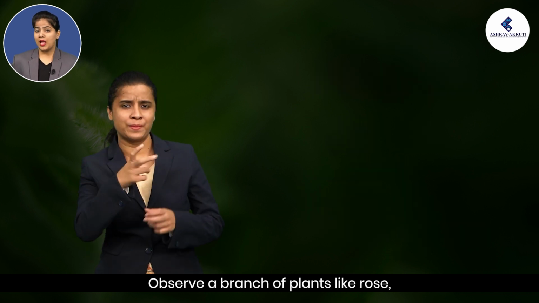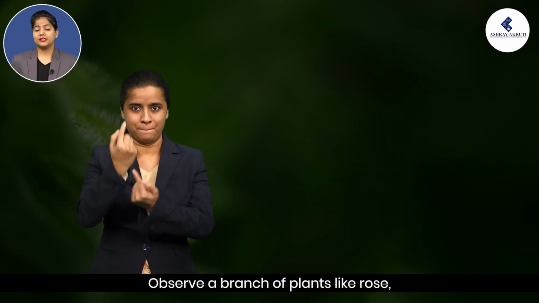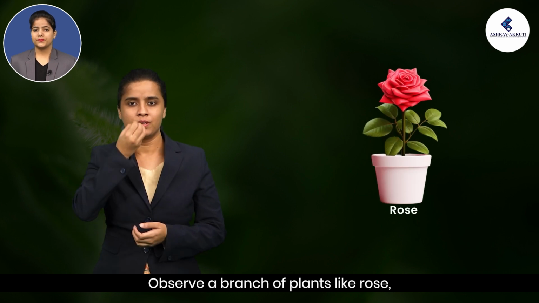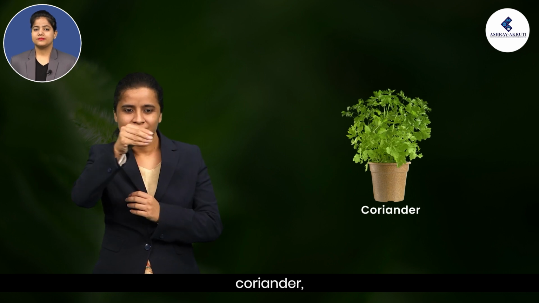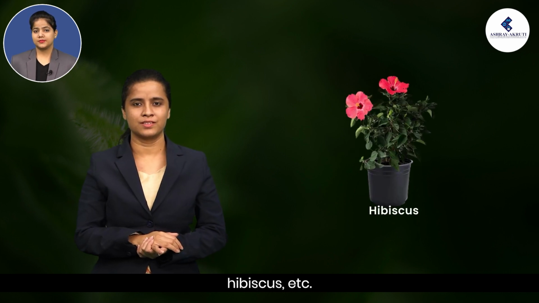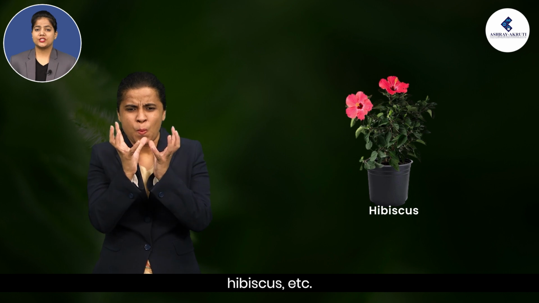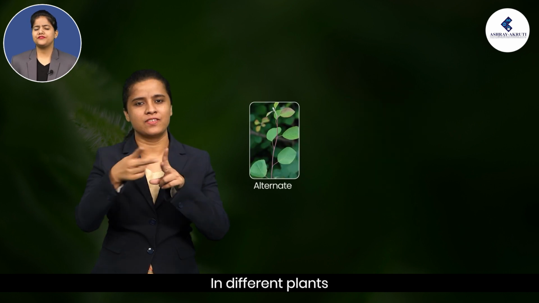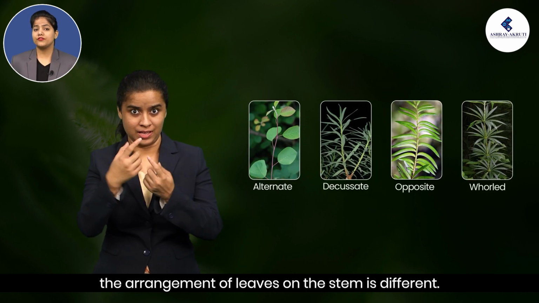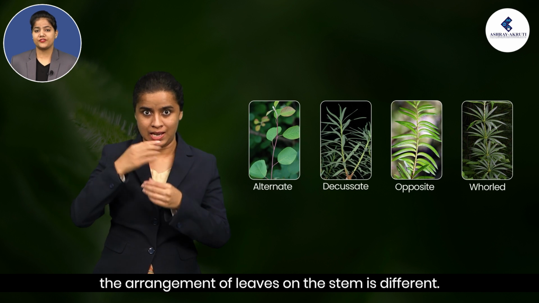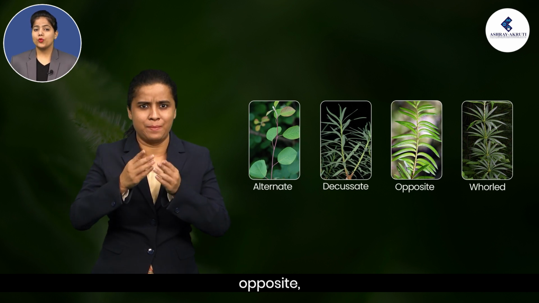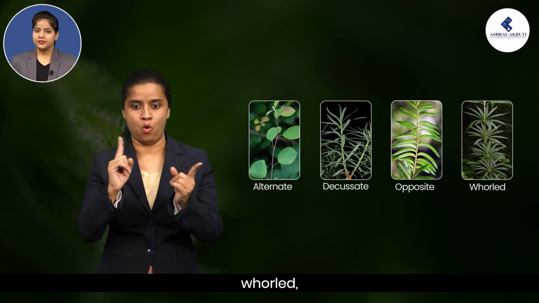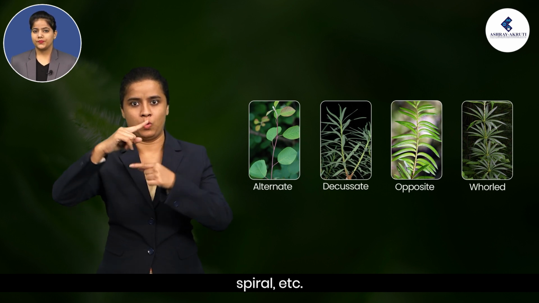Observe a branch of plants like rose, neem, coriander, hibiscus, etc. In different plants, the arrangement of leaves on the stem is different. It may be alternate, opposite, whorled, spiral, etc.